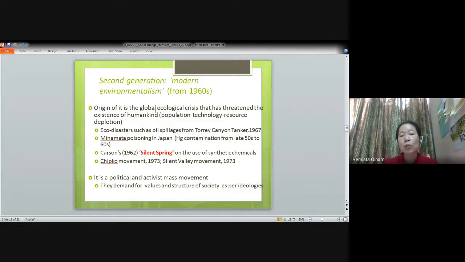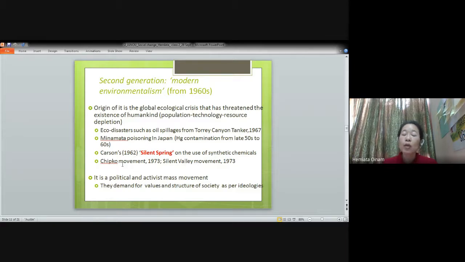The second generation modern environmentalism, here we can again connect it with some examples. Its origin is the global ecological crisis that has threatened the existence of humankind. That is, population increase happened, use of more modern technology, and resources are depleting at a faster rate. So eco disasters such as oil spillage from the Torrey Canyon tanker in 1967 occurred, and that led to major water pollution. Then Minamata poisoning in Japan, where mercury contamination from the late 1950s to the 60s led to cancer patients in the population of Japan.